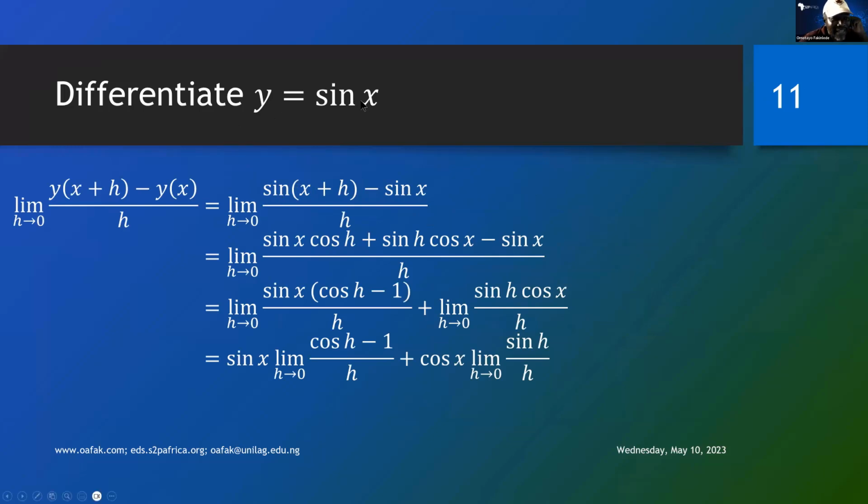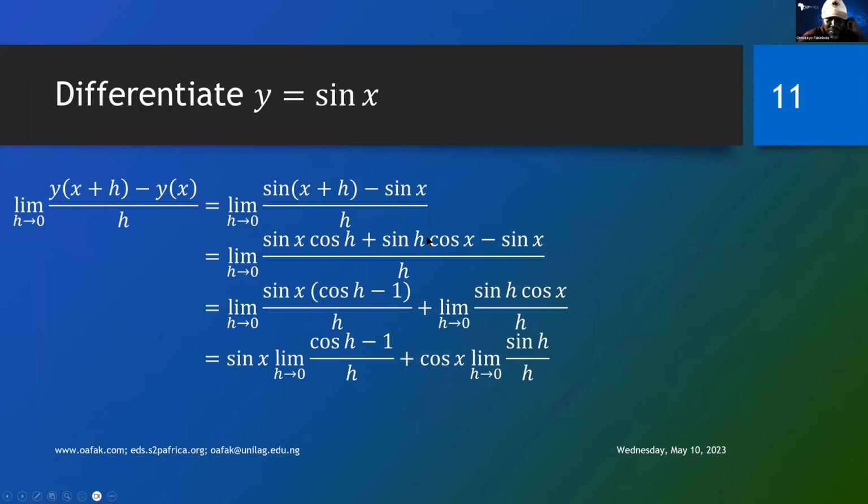Suppose y is equal to sine x. Again, this formula will always work. So y at x plus h minus y at x is sine of x plus h minus sine of x. And all you need to remember is how to expand the sine of a sum. That is sine x cos h plus sine h cos x minus sine x. So sine x is common to these two.